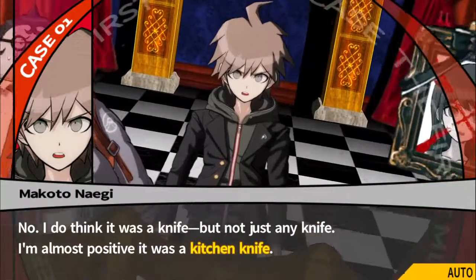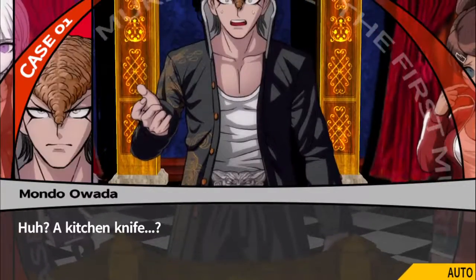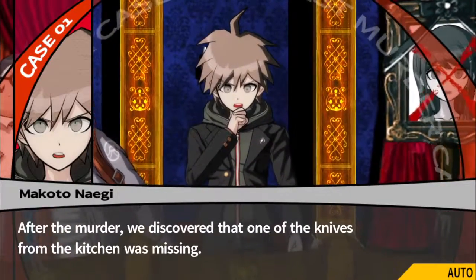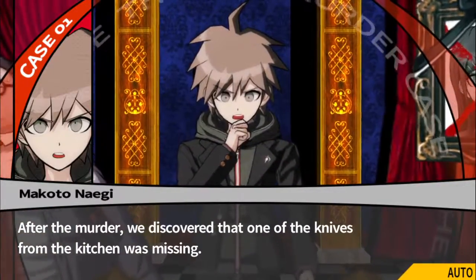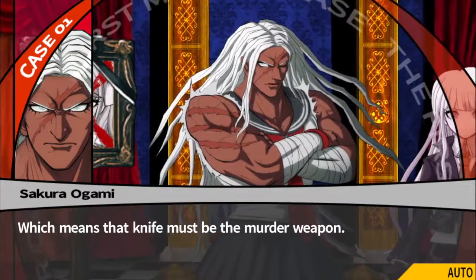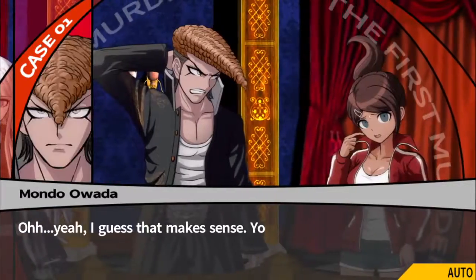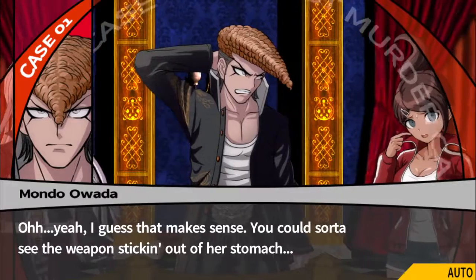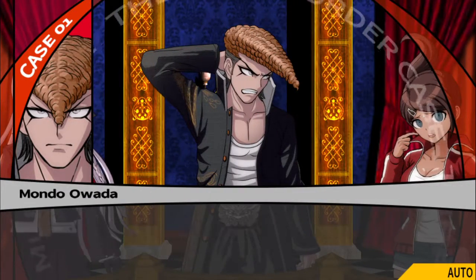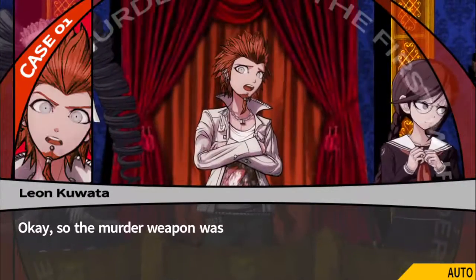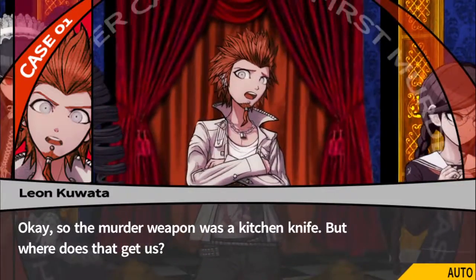I'm almost positive it was a kitchen knife. Huh? A kitchen knife? After the murder, we discovered that one of the knives from the kitchen was missing. Which means that knife must be the murder weapon. Oh, yeah. I guess that makes sense. You could sort of see the weapon sticking out of her stomach. And if you look real close, I could totally see that being a kitchen knife. Okay, so the murder weapon was a kitchen knife, but where does that get us?